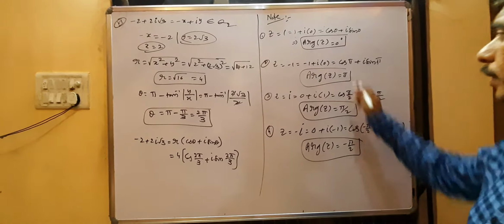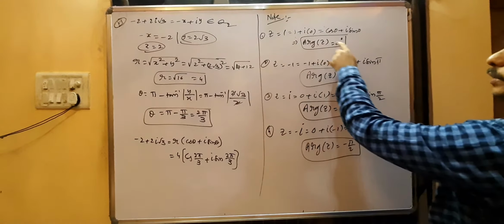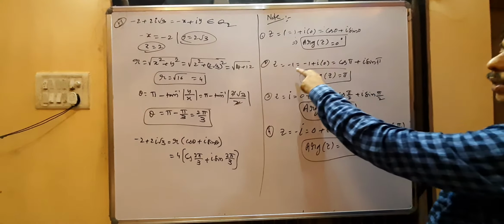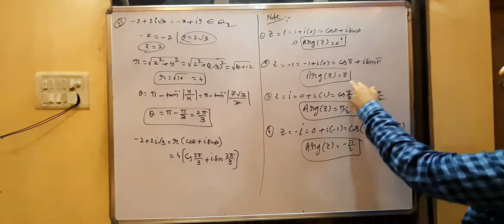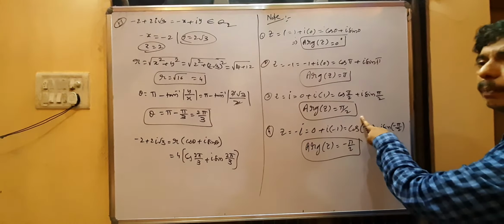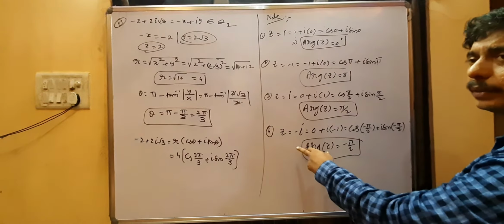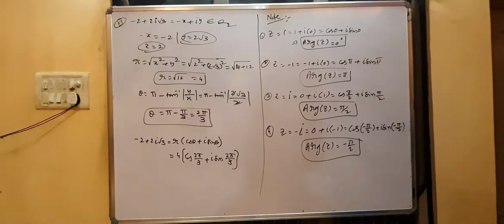You have to remember these four as formulas. If the complex number 1 is given, then the argument of z is 0. If the complex number minus 1 is given, obviously the argument of z is pi. If the complex number is i, then the argument of z is pi by 2. If the complex number is minus i, then the argument of z is minus pi by 2. Remember these four as formulas. Copy it.